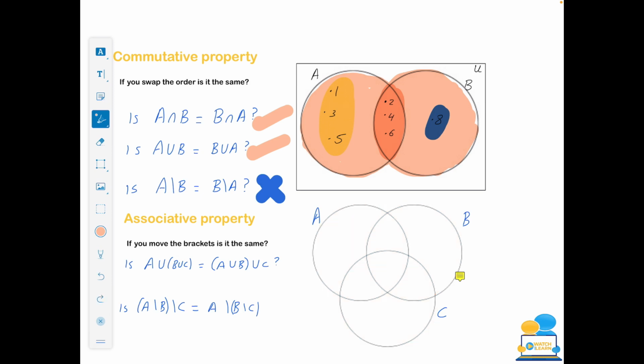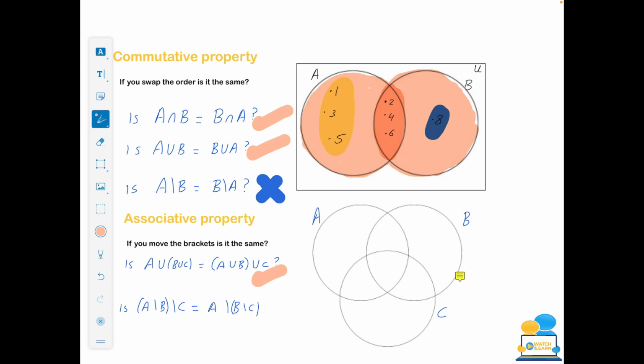If we change the brackets, will it make a difference? So first here, we're going to do A union B. It's going to be all of this section here and all of B. And then we're going to union that with C. So it'll be all this section down here. Again, we've shaded in all the Venn diagram. So we can say, yes, union is an associative property.